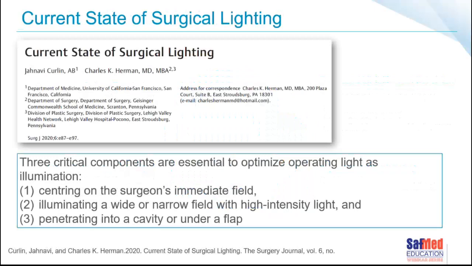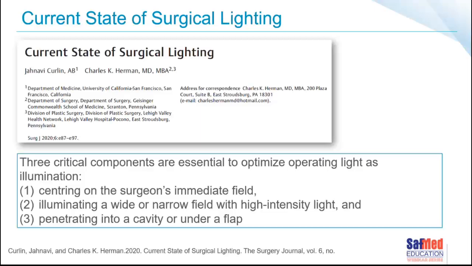In this surgical journal publication, titled The Current State of Surgical Lighting, the authors highlight a few very important points about surgical lighting. They talk to the fact that there are three critical components that are essential to optimize operating room light or operating room illumination.